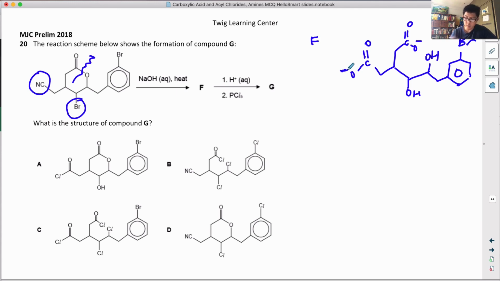So after that, I'm going to add acid. When you add acid, this one becomes COOH. This one also becomes COOH. So the last step, you're going to add PCl5. PCl5 will react with all the OH from the carboxylic acid and alcohol. So the OH here is kicked out, the OH here is kicked out, and the OH here is kicked out, and the OH here will also be kicked out. So all of them will be replaced with a Cl. All the OH that I circled will be replaced with Cl, which means the answer can only be C.